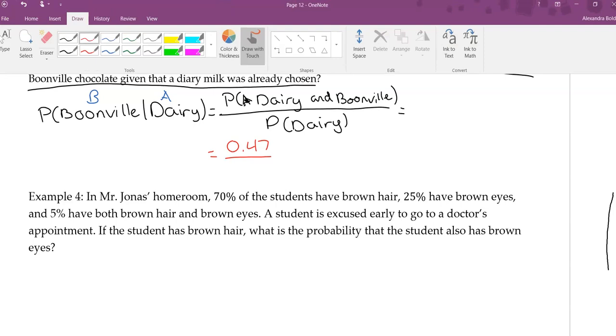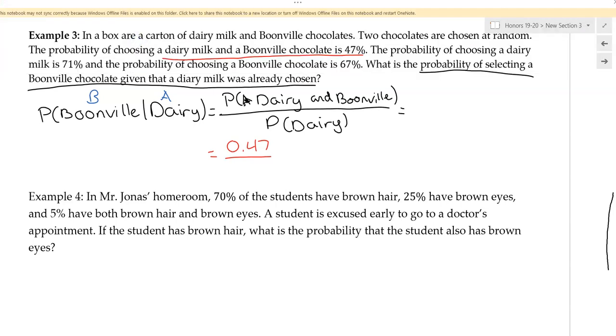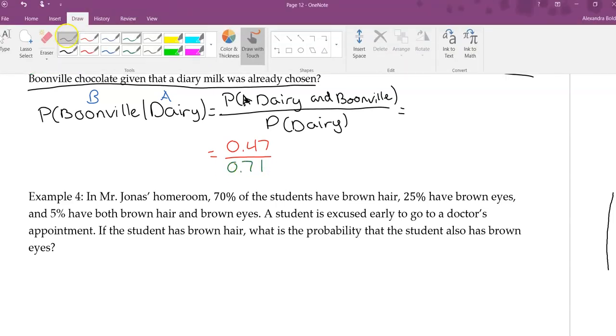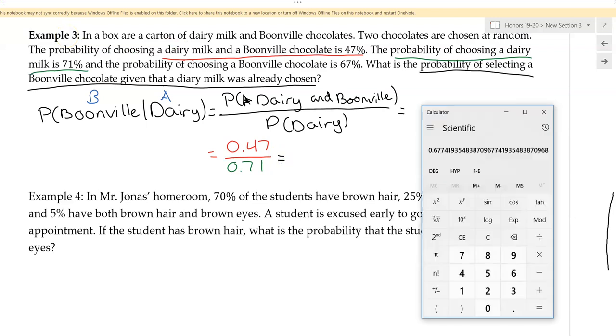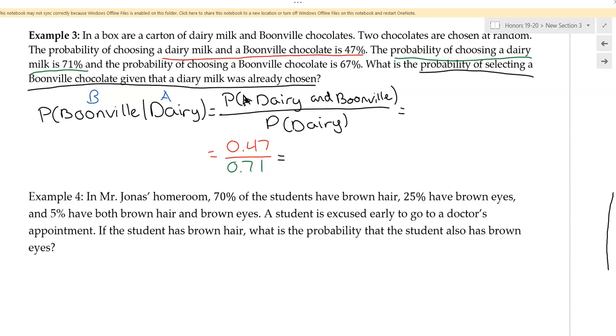And the probability of choosing a dairy is 71, so that's going to be 0.71. Alright, make sure that it is in decimal form when you are dividing. So you have 0.47 divided by 0.71, and that gives us about 0.66, which equals 66%.